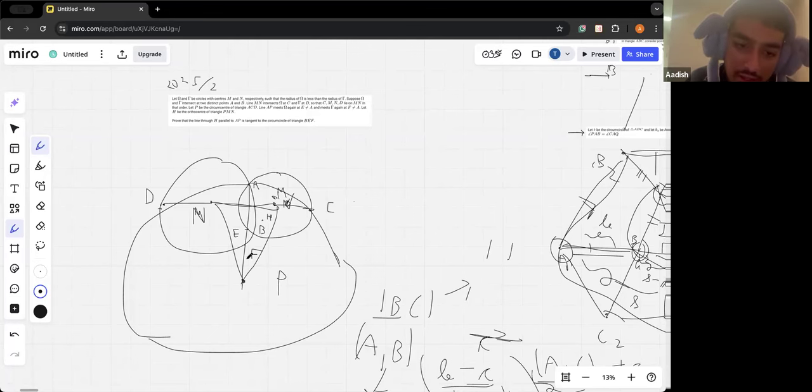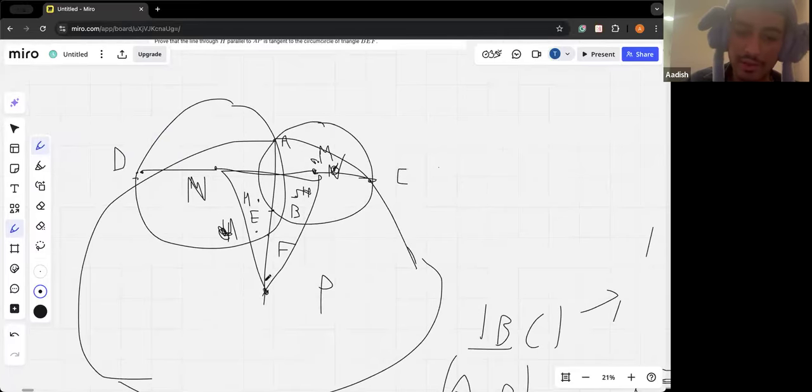Oh, wait, why is H there? It should be like here or something. Not even here, like here. Yeah, this is H. Okay, we need a few synthetic observations and then we'll figure out what to do.